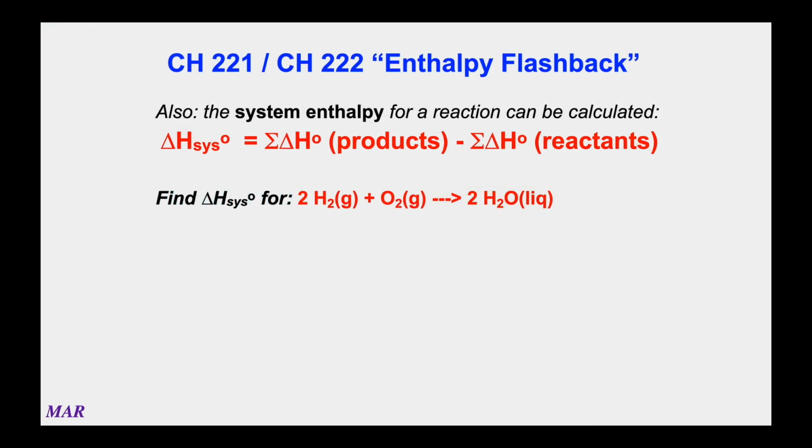Now, another flashback I talked about earlier, but I want to talk about again. You can find the system enthalpy for a reaction if you have a table of enthalpy values. And you take the sum, which is what that symbol is right there. You take the sum of all the enthalpies of the products, and you subtract from it the sum, which is that symbol right there too, of all the enthalpies that are reactants.